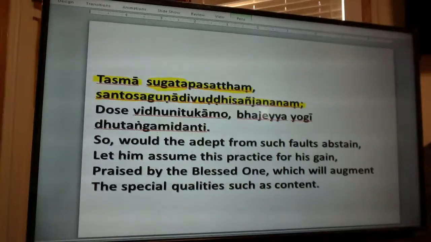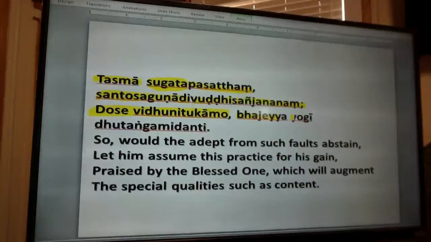Dosa, you know, is here not anger. Here dosa means a fault. Vidhunana means shaking, shaking or removing the fault. So that means shaking off or removing of the fault.